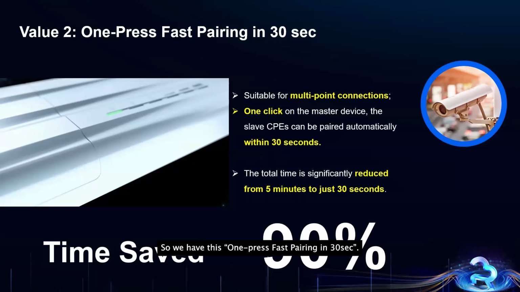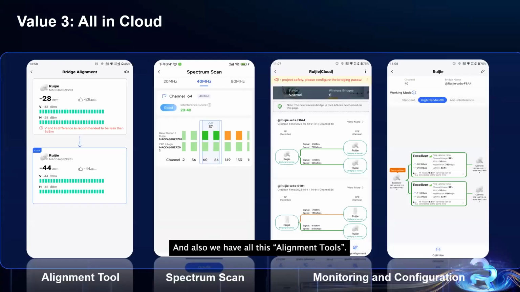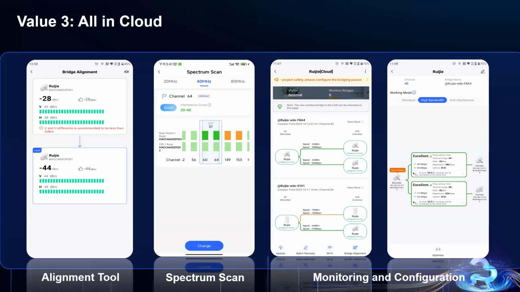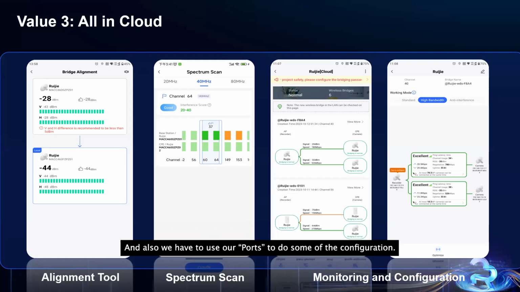We have this one press pairing in 30 seconds. There's a button behind this base station. You just need to click one time, and it will help you auto-pair all the CPEs through this antenna. We also have the alignment tool, similar to what I just introduced, and our spectrum scan to check whether there's interference. We also use our cloud for monitoring and configuration as well.